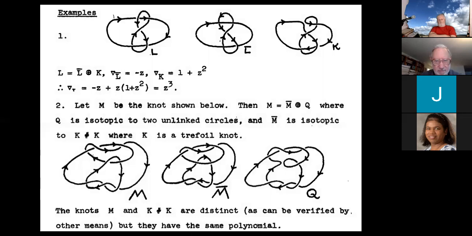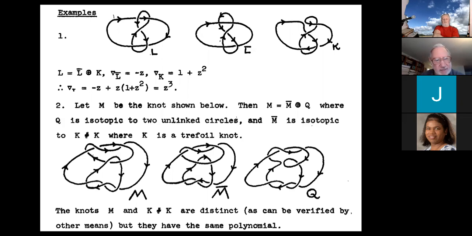Examples, we're nearing the end. Here's an example. L is equal to L bar plus K, yeah? That means that delta L bar is just delta of a simple little link, the Hopf link. Pull the loop down. You see, I switched it, so that loop goes down. And it's just a link of linking number one, and you can check that it's minus Z.